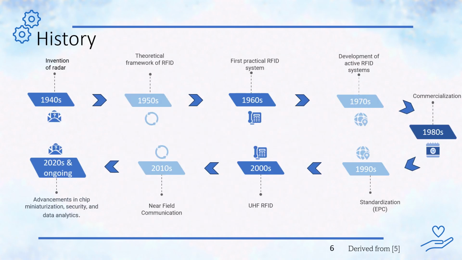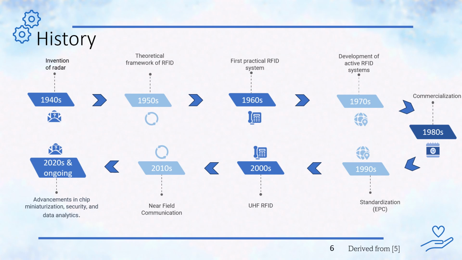So let's move on to the history of RFID. If you were to go back to the origin of RFID, we would go back to the 1940s, to the invention of radar. Radar technology was a basic means of communication during the World War. In the aftermath of the invention of radar, in the 1950s, the first theoretical framework of RFID happened, a general idea about what RFID was and how it could be used in various applications.